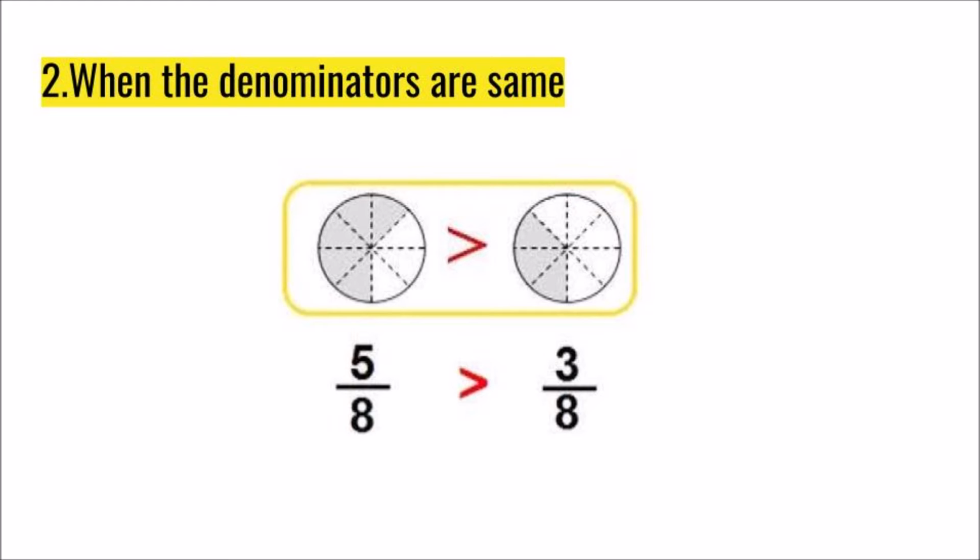Case 2, that is when the denominators are the same, that is when the bottom numbers are the same. See the fractions 5 by 8 and 3 by 8. The denominators are 8 and 8, they are the same. So just strike out 8 and 8 and compare only the numerators 5 and 3 as you compare whole numbers. 5 is greater than 3. So the fraction 5 by 8 is greater.